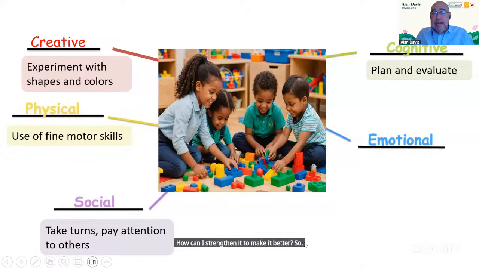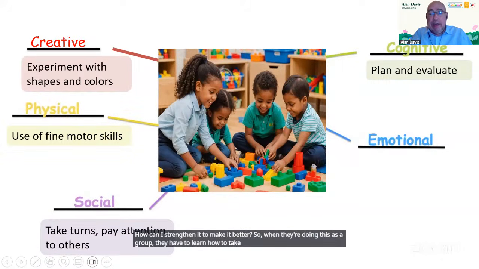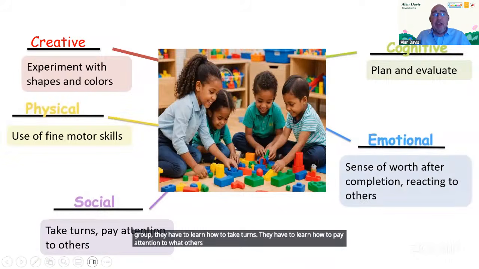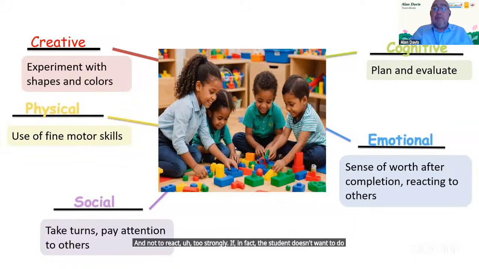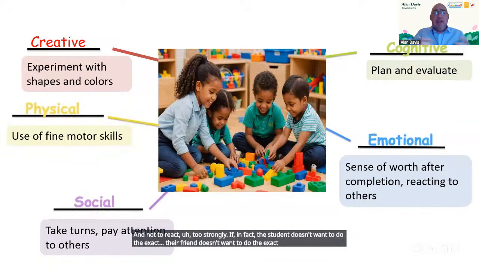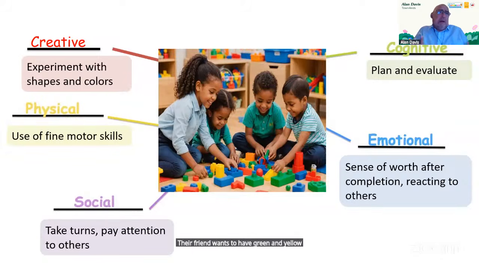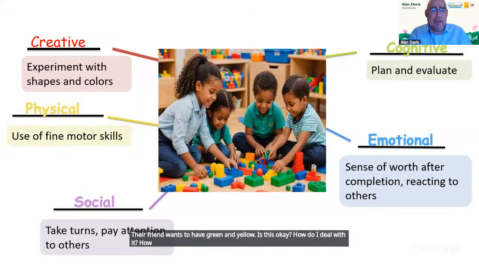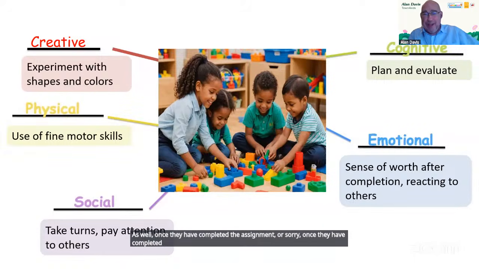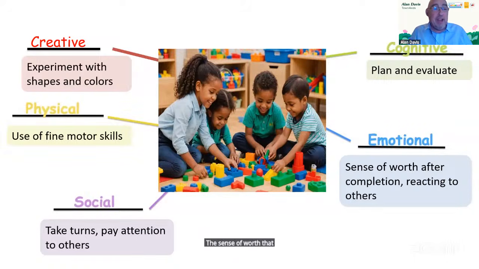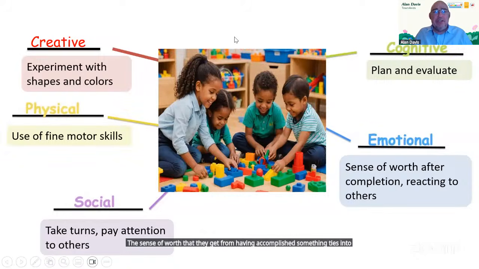So when they're doing this as a group, they have to learn how to take turns. They have to learn how to pay attention to what others are doing and not to react too strongly if, in fact, their friend doesn't want to do the exact thing, right? So even though they want to have a solid green row, their friend wants to have green and yellow. Is this okay? How do I deal with it? How do I negotiate through this process? As well, once they have completed the assignment, once they have completed their play, the sense of worth that they get from having accomplished something ties into their emotional spheres.